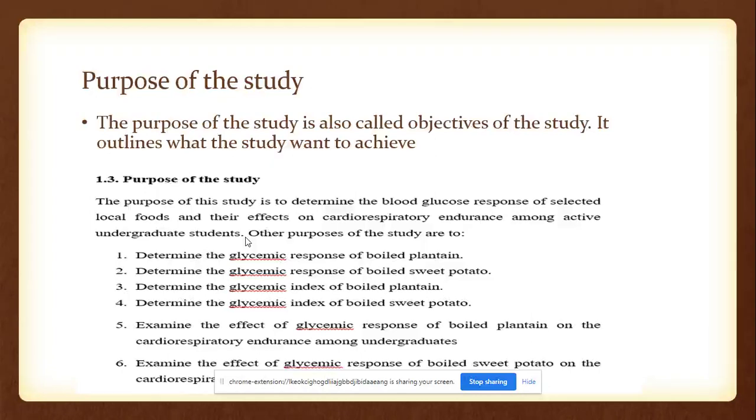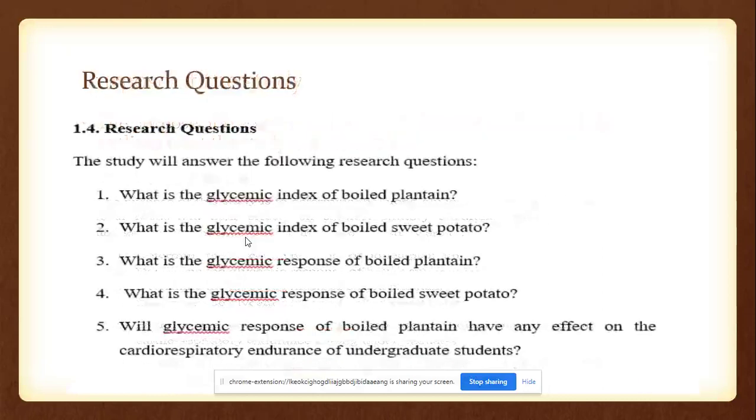This is the format. If you want to write any objective of the study purpose, this is the format you use to write it. Having said that, we move to the next one, which is the research questions.